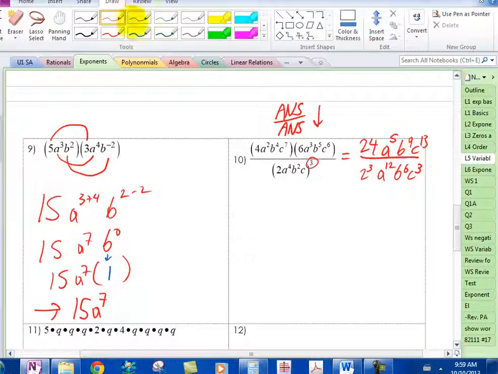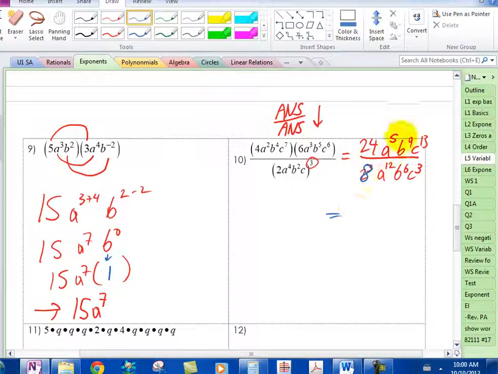Okay, so most of you are at this step probably. 24A4 B9 C13 over 2 cubed A12 B6 C cubed. Is that correct? Okay. Now, 2 cubed, you can fix it at this point. What's the value of 2 cubed? 8, right? 2 times 2 times 2. So now you're ready to do your division.